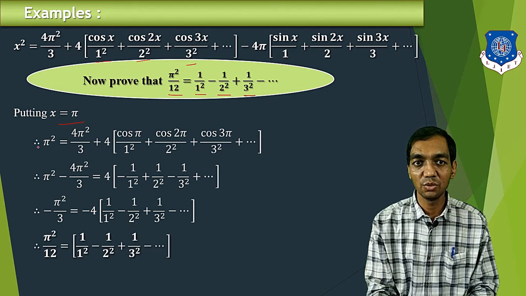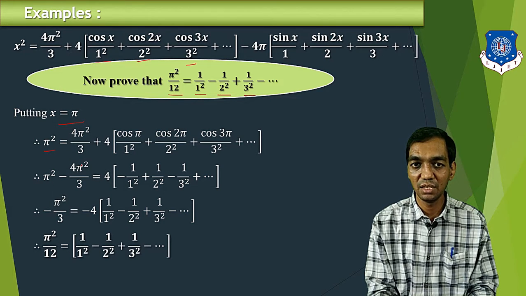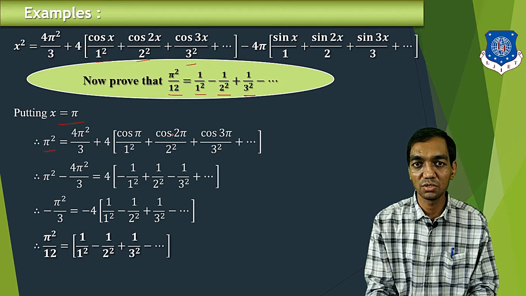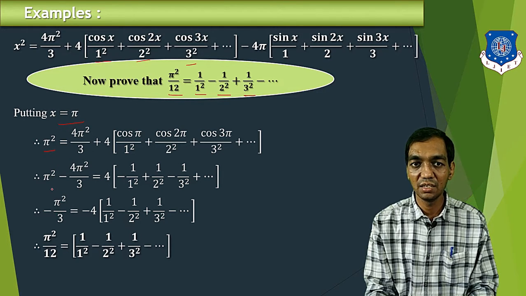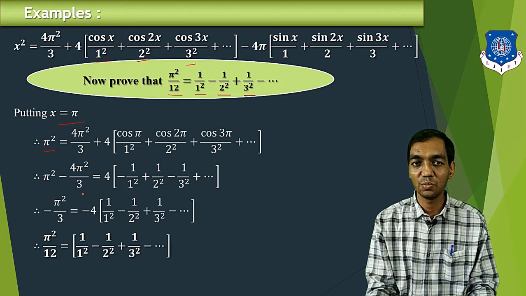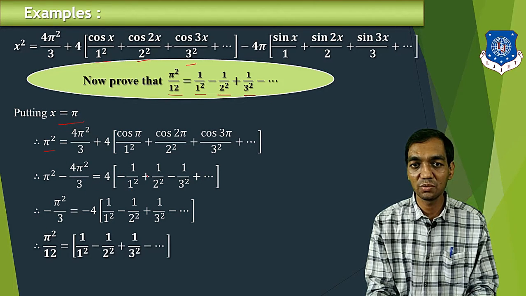So the left hand side is going to be pi square is equal to 4 pi square by 3 plus 4 into cos pi upon 1 square plus cos 2 pi upon 2 square plus cos 3 pi upon 3 square and so on. Now this 4 pi square by 3 goes to the opposite side. So you will have pi square minus 4 pi square by 3 is equal to 4 into minus 1 upon 1 square plus 1 upon 2 square minus 1 upon 3 square and so on.